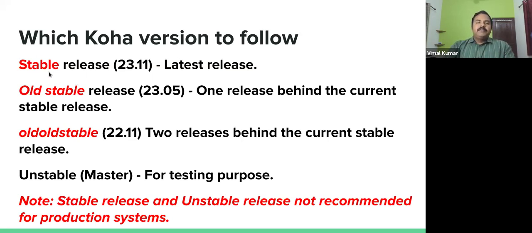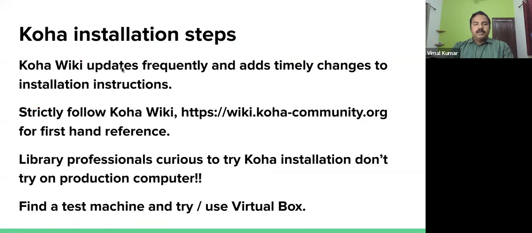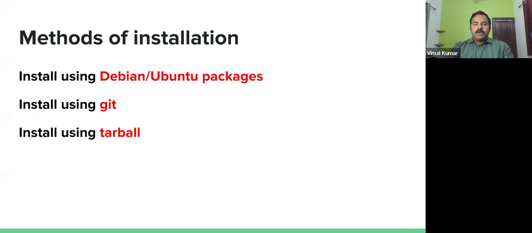One is the stable release. This is the latest one, 23.11. The coming version is 24.05. Old stable, the previous version, is 23.05. Oldoldstable means 22.11. Then unstable is the beta version, the testing version. While installing Koha, we can mention which version we want to install. I will show you in detail how to mention that. Installation steps, tomorrow I will tell in detail.